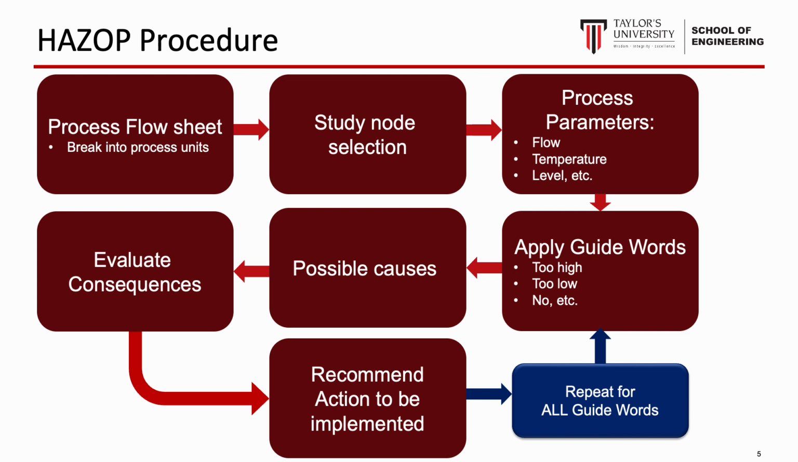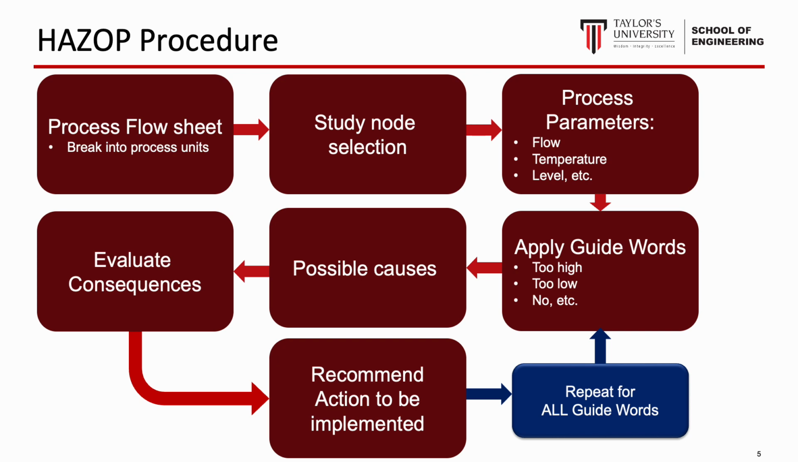So you start with too high. Once you are done with all the too high flow rate, then you repeat with low flow rate. What happens when the flow rate is too low? And then we start again. And then what happens if there's no flow? Or what happens if, let's say, there's another guide word given as reverse flow? What happens if there's a reverse or back flow, etc.?